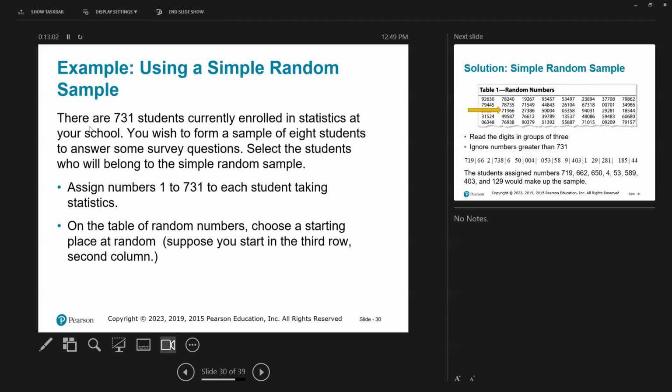Here's an example. There are 731 students currently enrolled in statistics at your school. You wish to form a sample of 8 students to answer some survey questions. Select the students who will belong to the simple random sample. Assign numbers 1 through 731 to each student taking statistics. On the table of random numbers, choose a starting place at random. Suppose you start in the 3rd row, 2nd column.